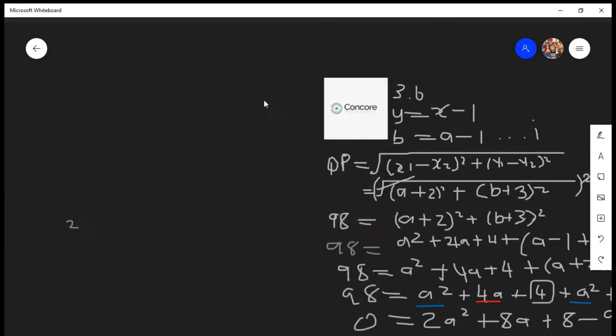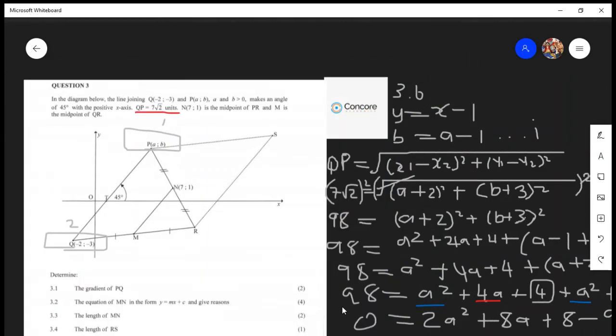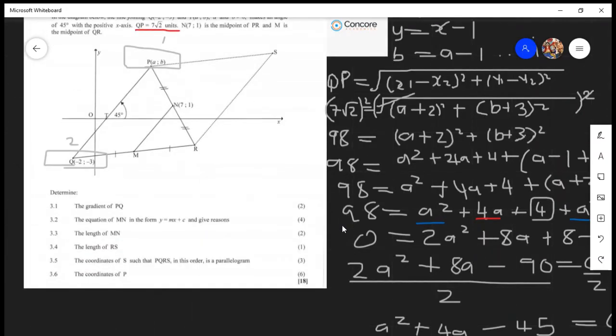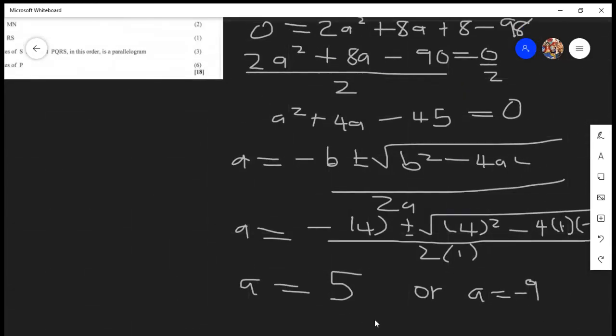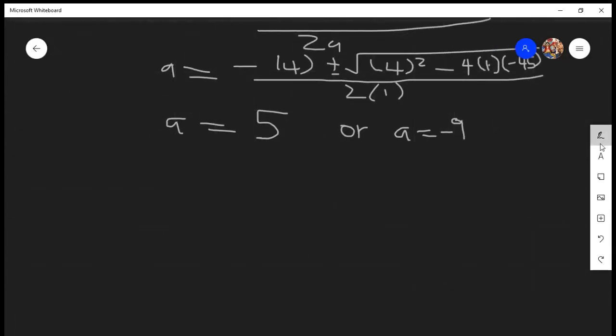So the question specified that A and B are both greater than 0, which means that A and B have to be positive values, right? So the -9 is not going to be our final A value. So our final A value is then going to be A is equal to 5. Now we need to calculate our B value.